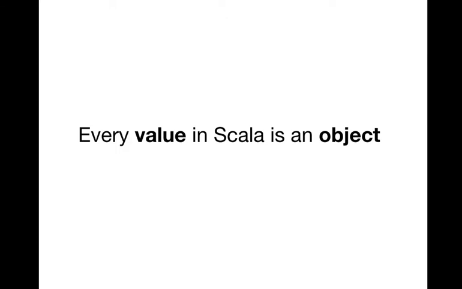But this isn't strictly true for Java because there are primitive values, the ints, doubles, longs, chars. These are all not objects in Java. This isn't true for Scala. In Scala, everything is an object. Our ints, that's a capital I, that's our way of saying that's an object. Our doubles, that's a capital D, that's our way of saying it's an object.